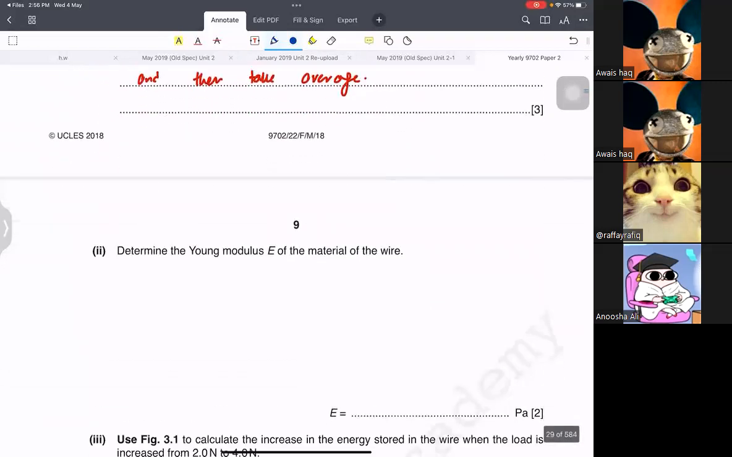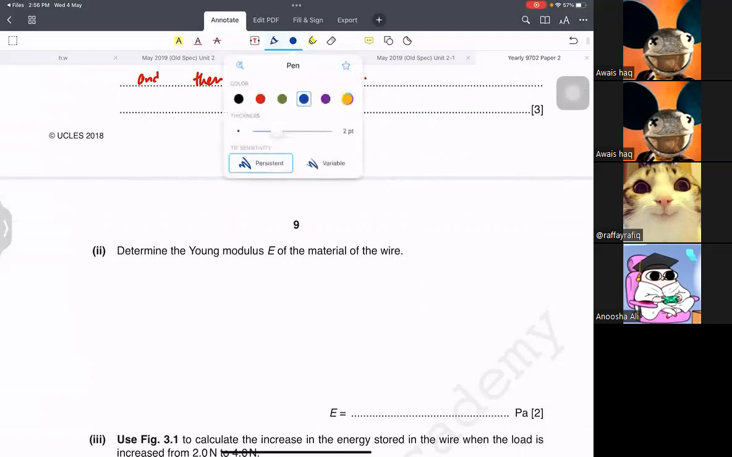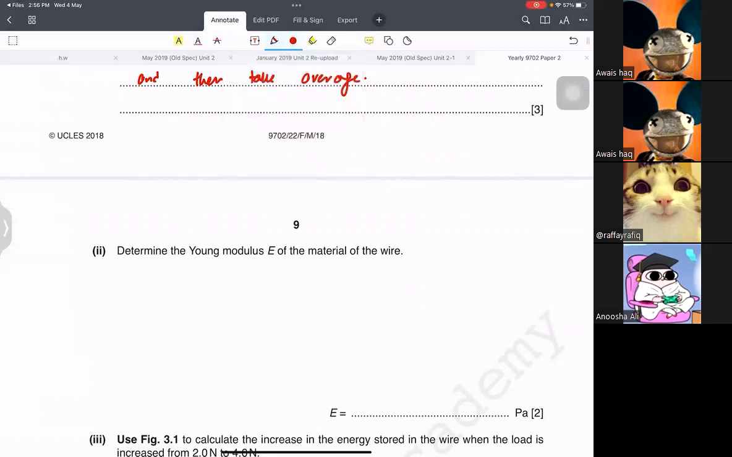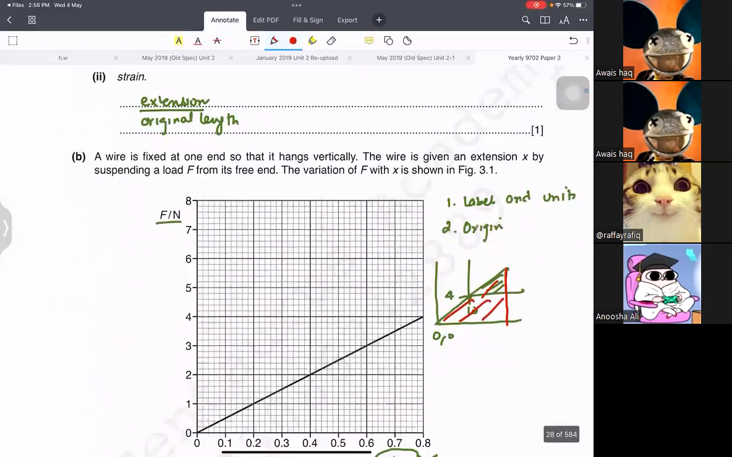All right, now, determine the Young modulus E of the material of the wire. Okay, so we can find Young modulus. Young modulus is force times length over area times extension. I like to write X. Okay, now we go to the graph.